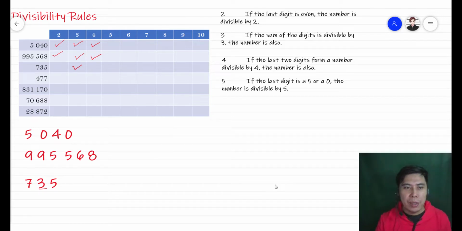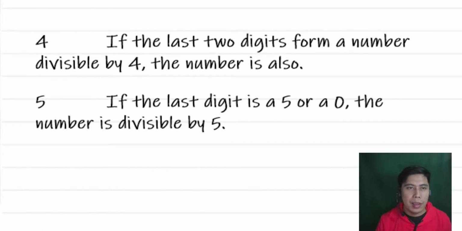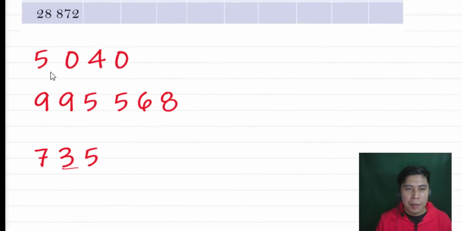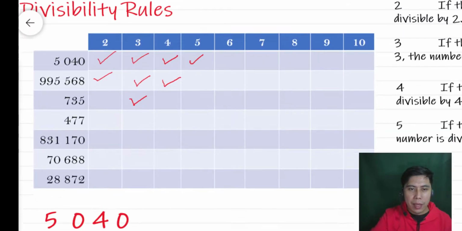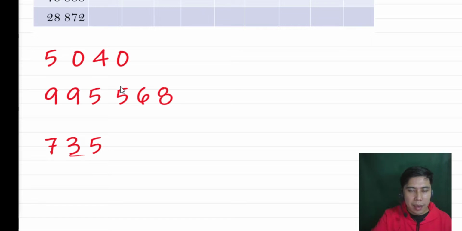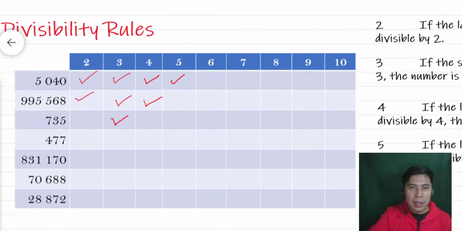Next is the divisibility rule of 5. The divisibility rule of 5 says that a number is divisible by 5 if the last digit is either 5 or 0. So if the number ends with 0 or 5, then we can say that the number is divisible by 5. In this example, 5040, since the last digit is 0, this number is divisible by 5. The second number ends with 8, so this is not divisible by 5. 735 ends with 5, so this is also divisible by 5.